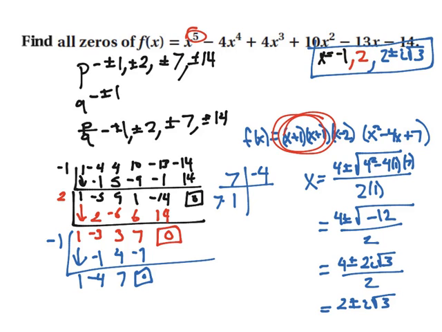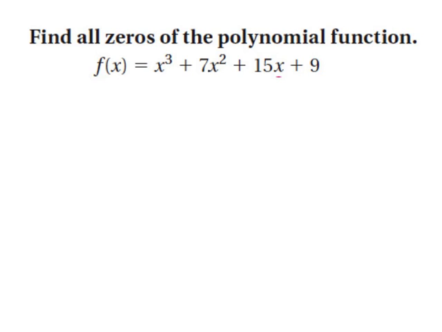So there you go. All right. Find all the zeros of this one first. Okay. Find our p.